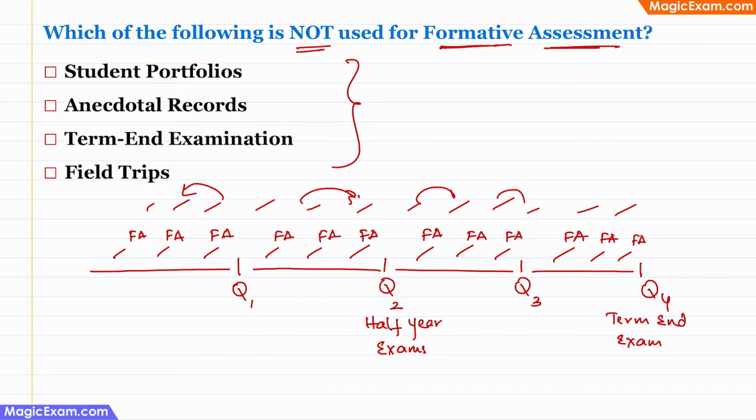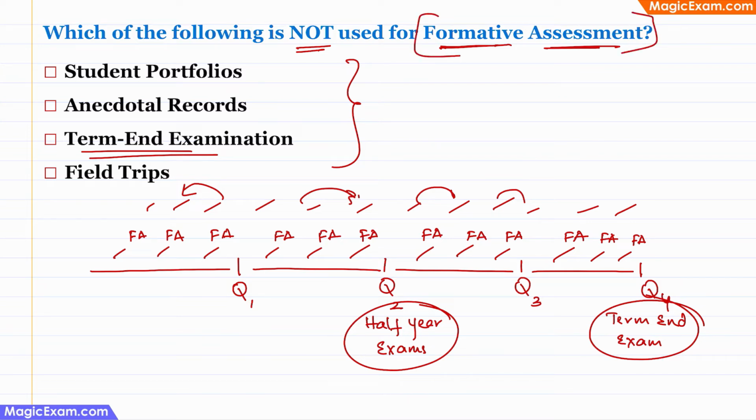Whereas summative assessments are summarizing the learning that has happened over a period of time, like half-yearly exams or term end or annual exams. These are summative assessments because you are summarizing what the students have already learned. So you cannot go back and change the teaching learning process at this point. Therefore, term end examination is not used in formative assessment. Whereas student portfolio, anecdotal records, field trips, these can be conducted any time during the year and many times during the year, and they can be used for formative assessments.